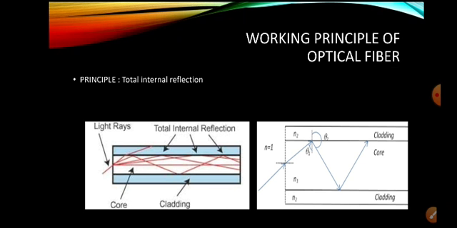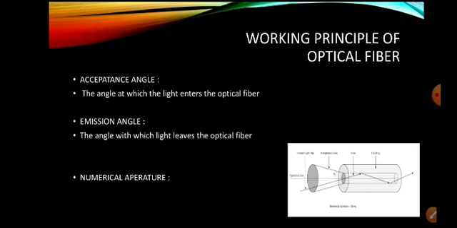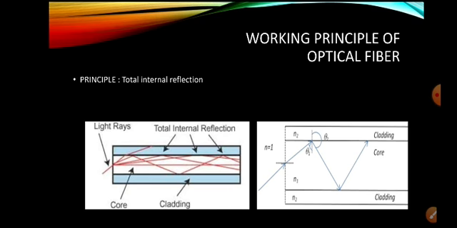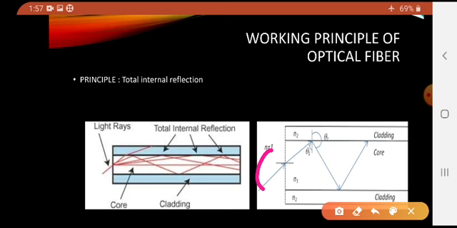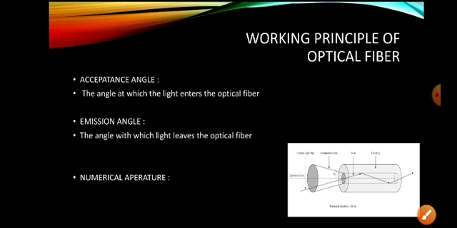Alpha is the incident angle. This angle is called the acceptance angle, the angle at which the light enters the optical fiber. At which angle the light enters into the optical fiber, this angle is called the acceptance angle. Here the optical fiber is accepting the light into the core area.